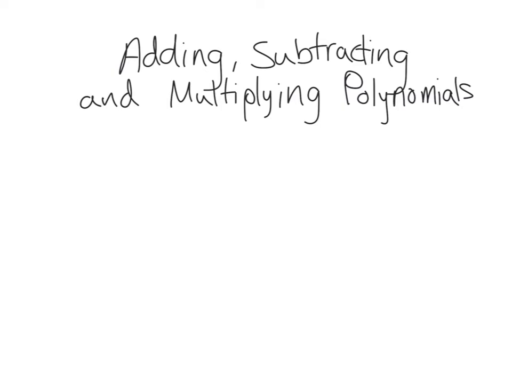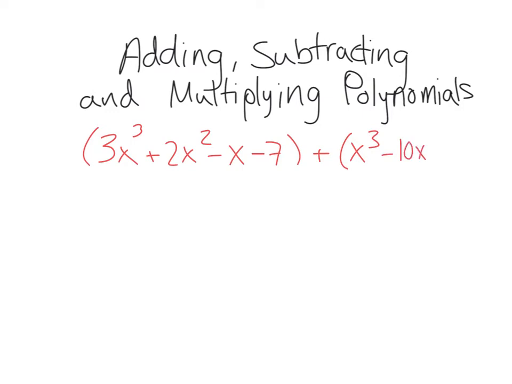So let's do 3x cubed plus 2x squared minus x minus 7. And then we will add that with x cubed minus 10x squared plus 8. Okay? So the idea is we're going to be combining like terms, and we're looking for the terms or the variables that are the same. So for instance, variables that are the same here are the x cubed and this x cubed.